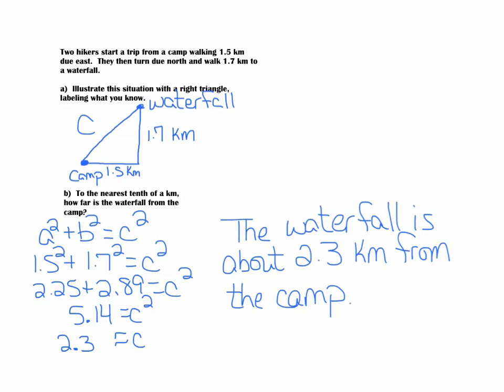The distance from the waterfall to the camp is the hypotenuse of the right triangle. Here's the little right angle box that I didn't draw in. So we're solving for C. I got that C was about 2.3, so the waterfall is about 2.3 kilometers from the camp.